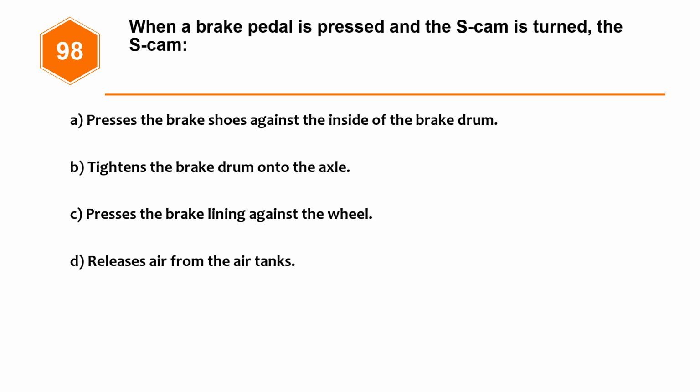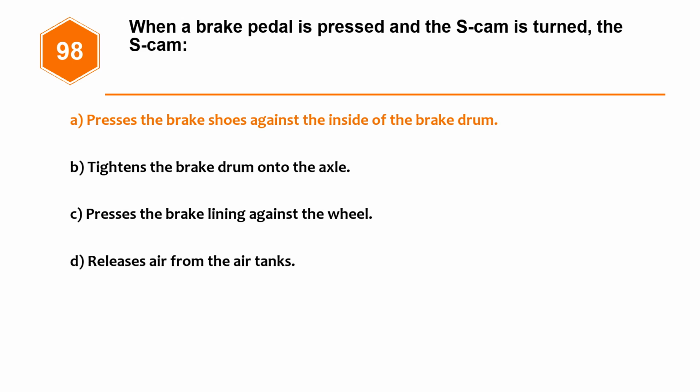Option A presses the brake shoes against the inside of the brake drum. Option B tightens the brake drum onto the axle. Option C presses the brake lining against the wheel. Option D releases air from the air tanks.